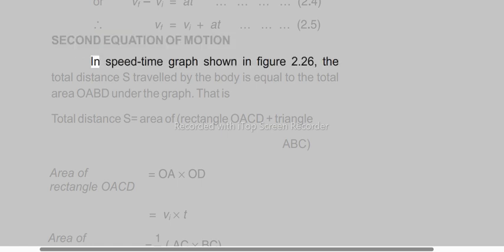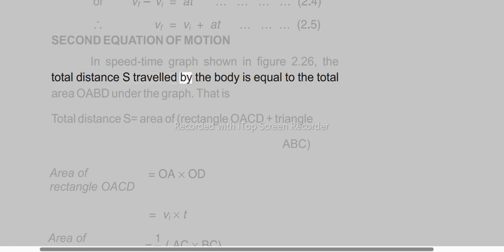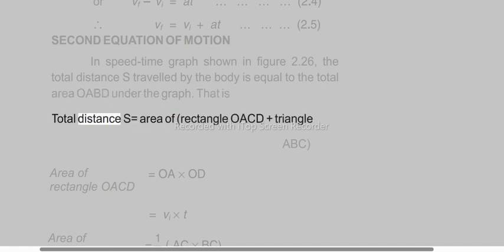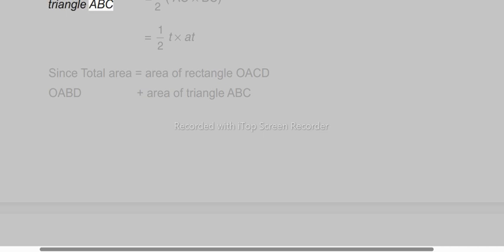Second equation of motion. In the speed-time graph shown in figure 2.26, the total distance s traveled by the body is equal to the total area OABD under the graph. That is, total distance S equals the area of rectangle OACD plus the area of triangle ABC. Since the total area OABD equals the area of rectangle OACD plus the area of triangle ABC.